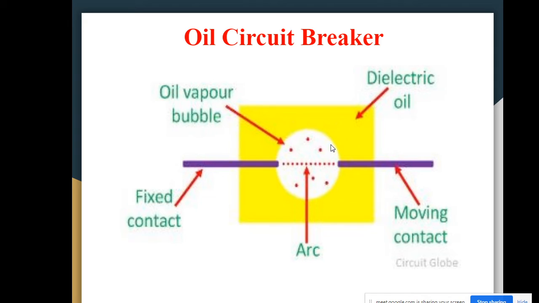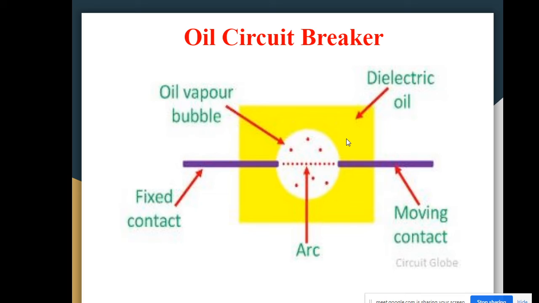So this pushes away that oil. This hydrogen gas bubble pushes away the oil from the contacts of the circuit breaker. When the oil is pushed away from the contacts, the arcing products in between the contacts are also carried away from the contacts of the circuit breaker.